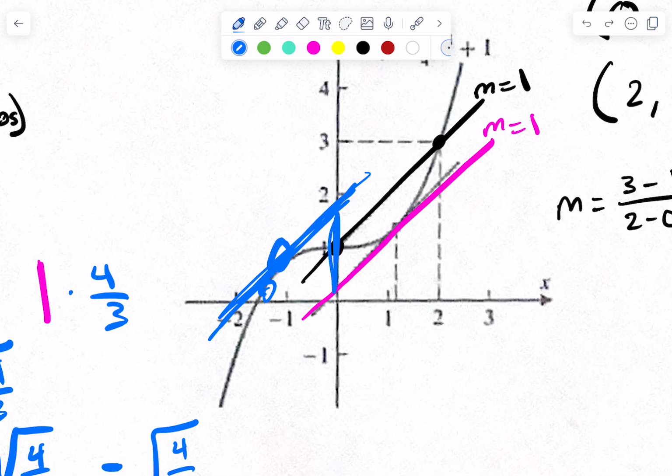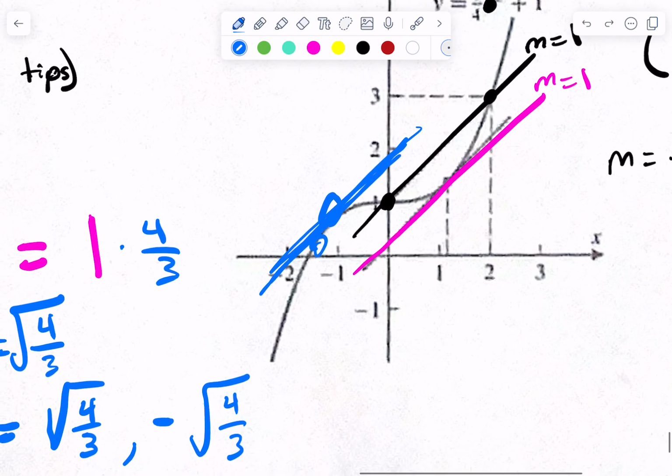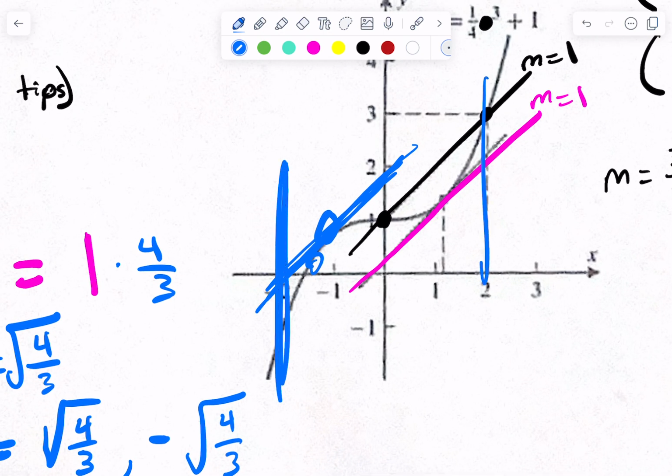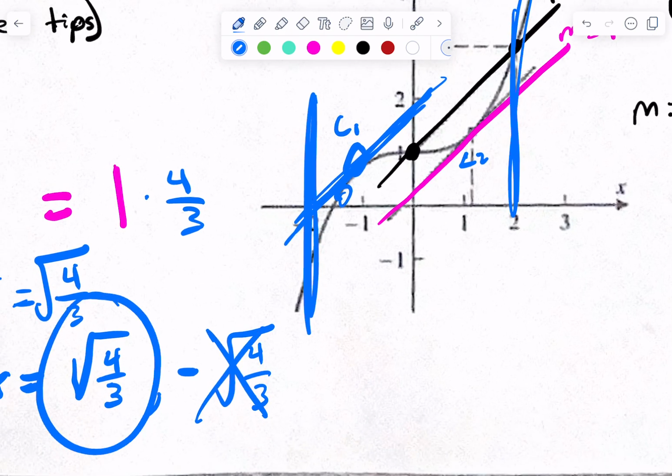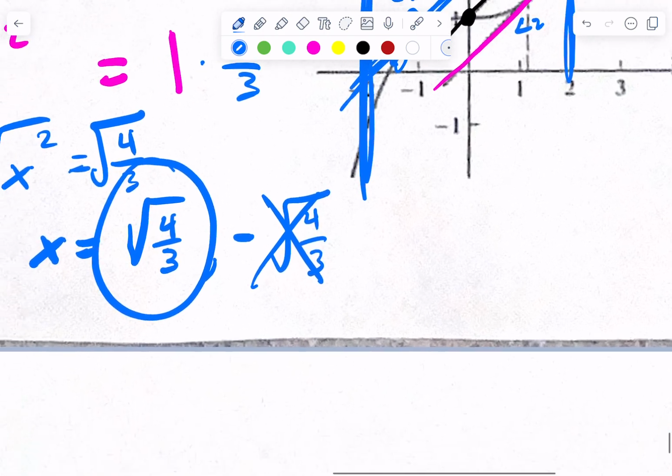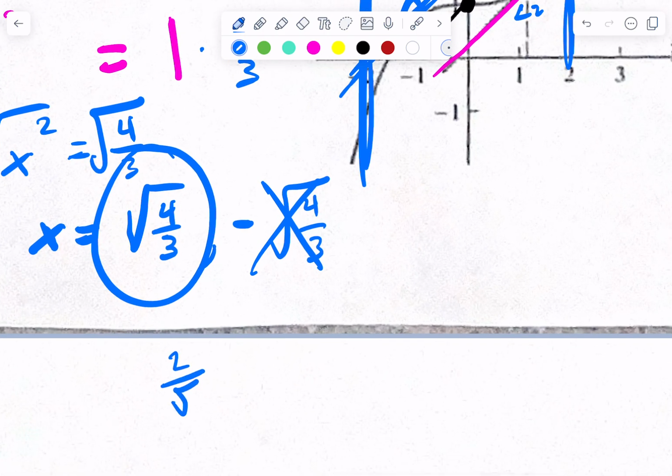If you were looking at the interval from -2 to +2, you would have a c1 at negative square root of 4/3, and a c2 at positive square root of 4/3. But we only care about this one. Sometimes they'll write this as 2 over the square root of 3, or as 2 square roots of 3 over 3.